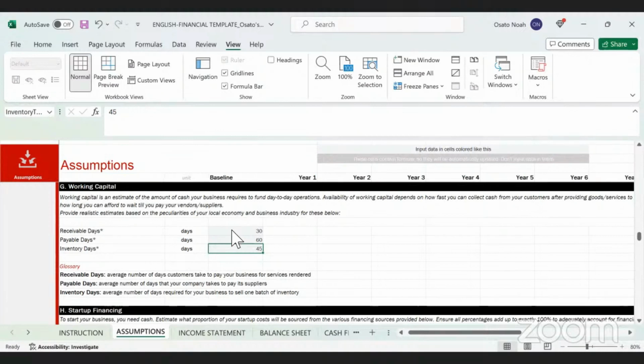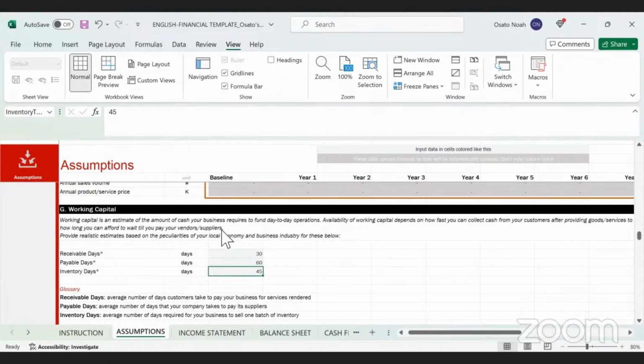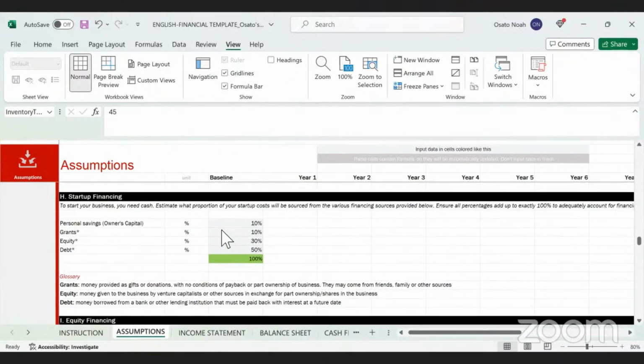They will produce again within 45 days. Everything that we produce is totally sold out. So that's how we've done this. And based on the working capital, the next thing we want to talk about is our startup financing, how we want to finance the business.